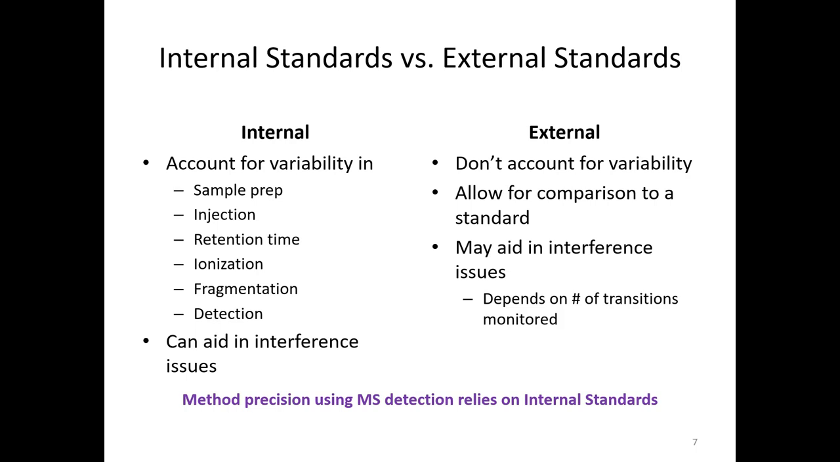So sample prep is one of the first things: when blood is sampled and it sits for a period of time in a cooler before it can get spun down to generate plasma or serum, that's already sample handling. How the blood is drawn from you is sample handling. Internal standards can account for variability in all of these things that are related to the LC-MS separation. And they can also aid in interference issues.